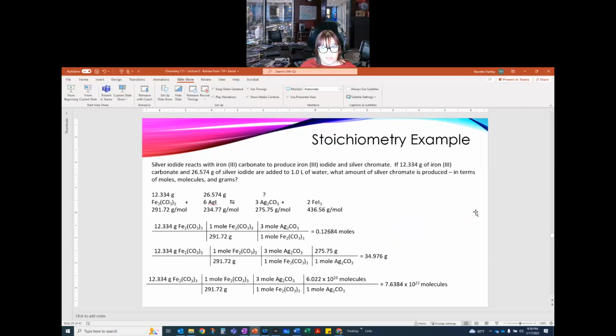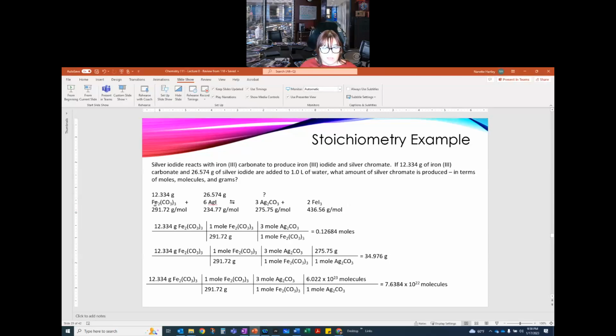Now here's an example. Silver iodide reacts with iron 3 carbonate to produce iron 3 iodide and silver chromate. 12.34 grams of iron 3 carbonate and 26.574 grams of silver iodide are added to 1 liter of water. What amount of silver chromate is produced in terms of moles, molecules, and grams? Okay. So my problem solving comes in.